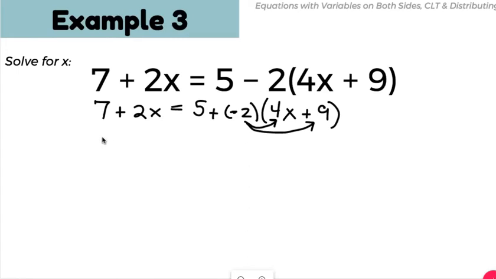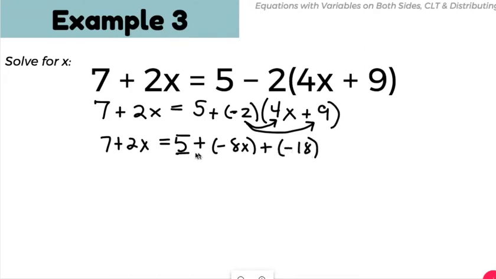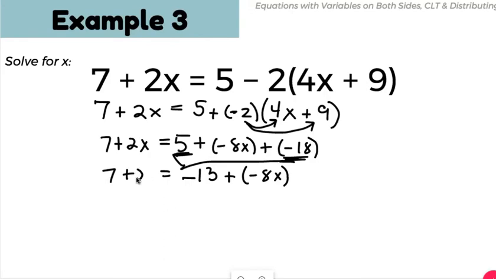Okay, so we have 7 plus 2x equals 5 plus negative 2 times 4 is negative 8x plus negative 2 times 9 is negative 18. We're going to look on the right-hand side, keep simplifying. I have constants that I can combine. 5 plus negative 18 is negative 13 plus negative 8x equals 7 plus 2x.